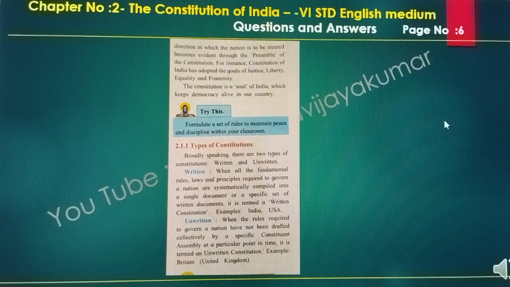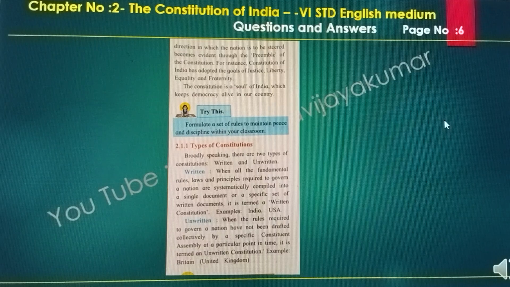2.1.1 Types of constitutions. Broadly speaking, there are two types of constitutions, written and unwritten. Written: when all the fundamental rules, laws, and principles required to govern a nation are systematically compiled into a single document or a specific set of written documents, it is termed a written constitution. Examples: India, USA.